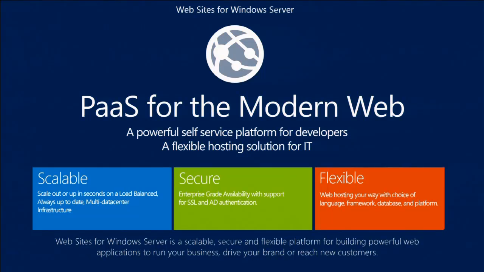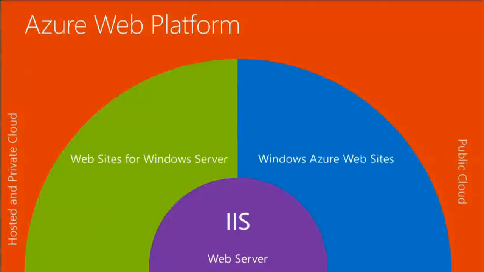If we distill it, I'm from Kentucky in the United States. We make a lot of bourbon or whiskey there. So if I were to go for the 120 proof version, websites for Windows Server is a scalable, secure, and flexible platform for building powerful web applications to run your business, drive your brand, and reach new customers.